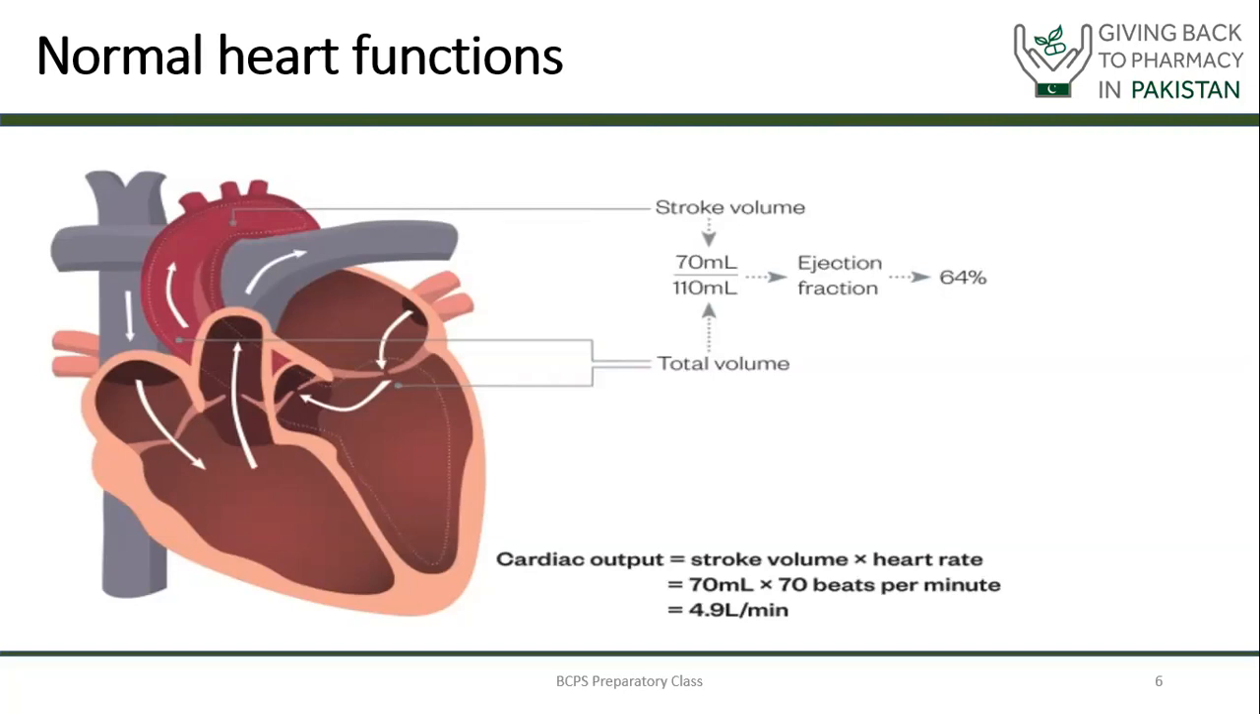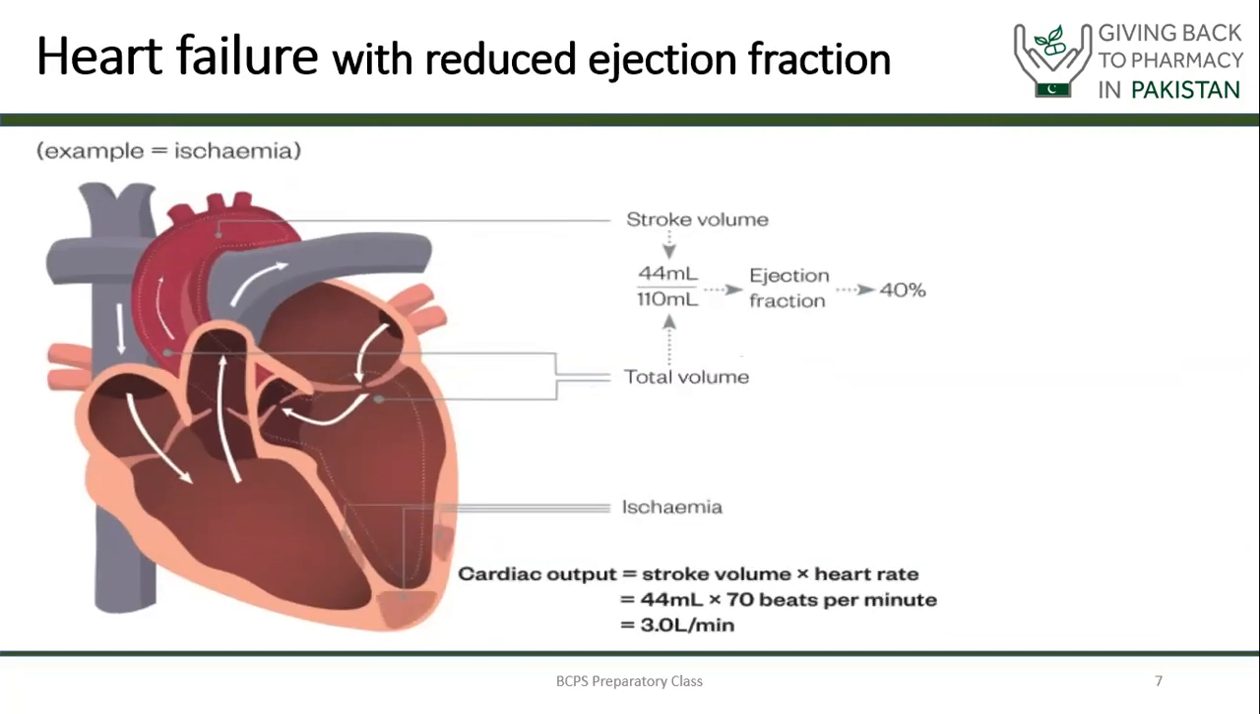If we go to the next level, heart failure with reduced ejection fraction, the heart is not pumping out enough blood, although there is blood inside. You can see the stroke volume has been reduced from 70 ml to 44 ml. Only 44 ml out of 110 ml is coming out due to the weakness of the ventricle walls. So its ejection fraction is reduced to 40%. This is called reduced ejection fraction.